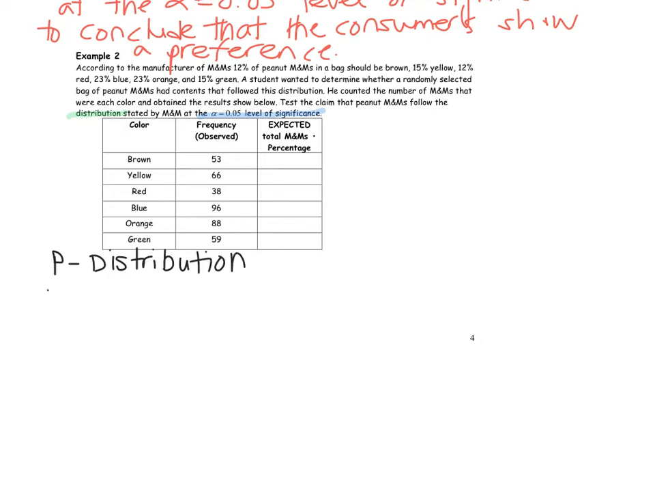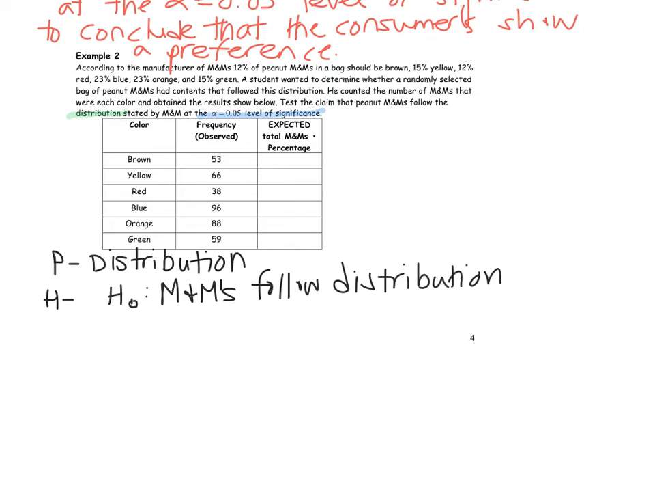Next up is H, the hypothesis test. Always the same for a goodness of fit. The null is that the distribution follows the given one. So we could say the M&Ms follow the distribution stated by the manufacturer. And the alternative would be that it doesn't.